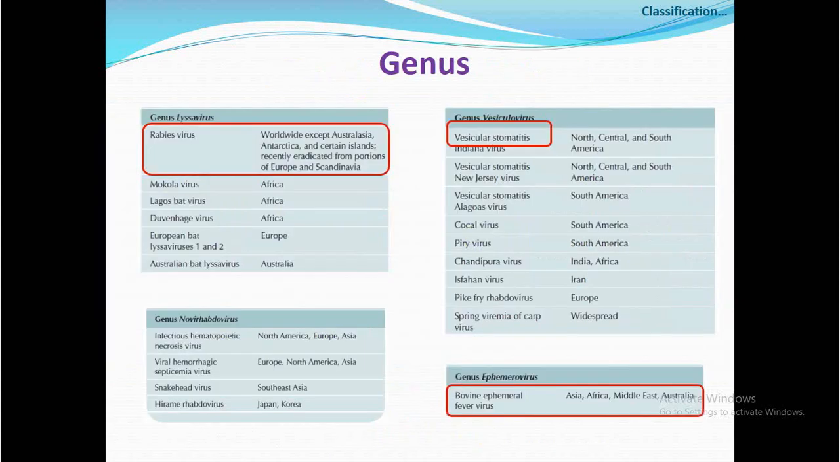Now this family contains many genera, but there are three important genera, namely Lyssavirus, Vesiculovirus and Ephemerovirus, that contain important viruses which cause economically important diseases in domesticated animals. The genus Lyssavirus contains the rabies virus, which is responsible for causing rabies disease in domesticated animals. Genus Vesiculovirus contains vesicular stomatitis virus, which causes vesicular stomatitis disease, whereas Ephemerovirus causes bovine ephemeral fever, also known as three-day sickness.